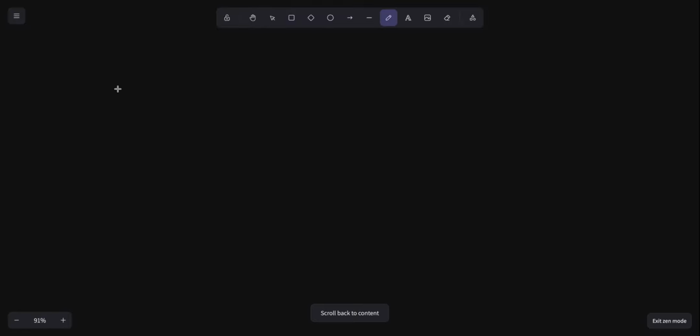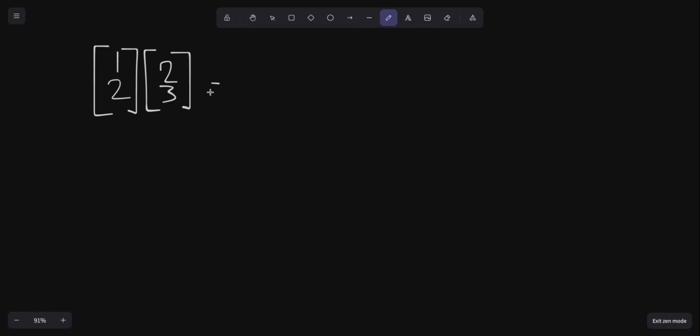Now, dot products. We said how it looks like a really simple operation. The way you compute a dot product is it's kind of like the sum when you multiply out the components. So 1 times 2 is 2, 2 times 3 is 6. So the dot product is going to be equal to 8.